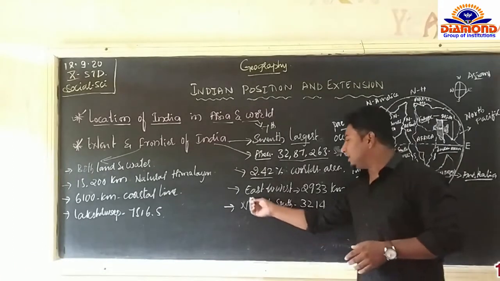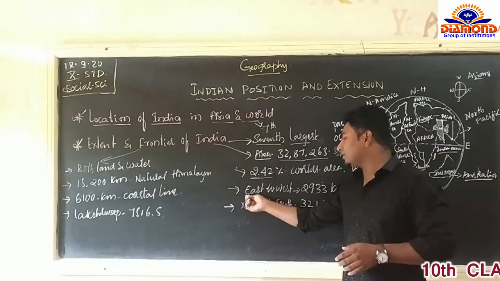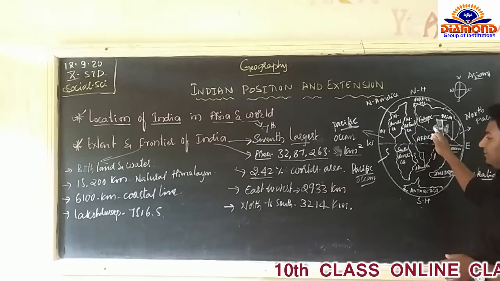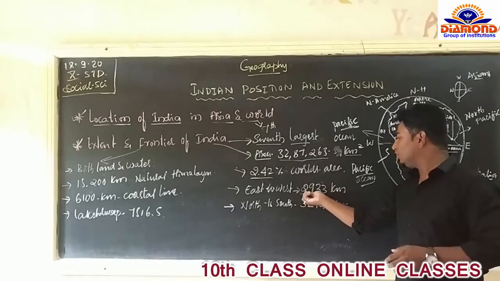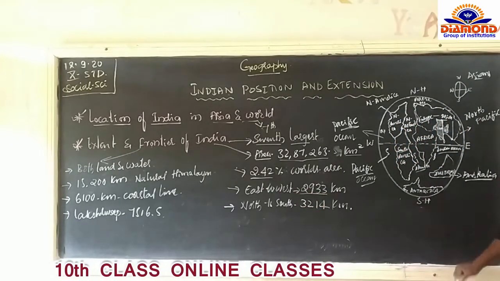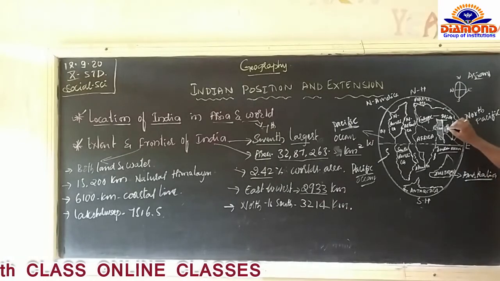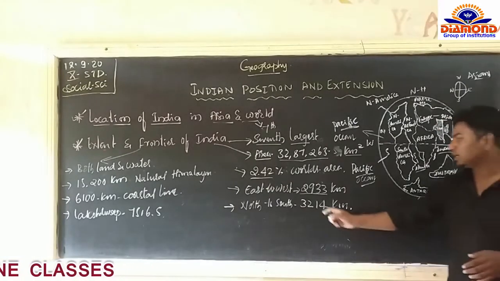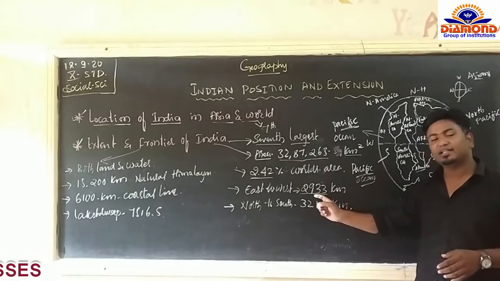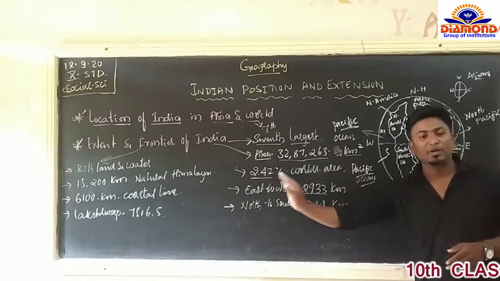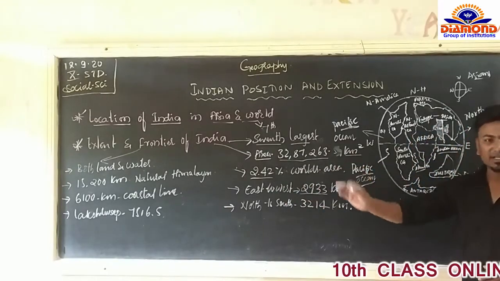So when we calculate India from east to west, the distance is 2,933 kilometers. When a person is traveling from the eastern side to the western side of India, you need to travel 2,933 kilometers. That completes east to west.